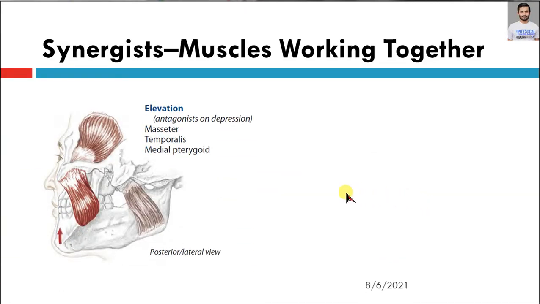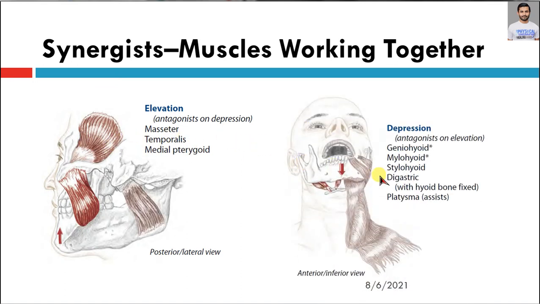Now these are the muscles that bring the mandible into elevation, or they help you close your mouth. So these are the masseter, the temporalis, and the medial pterygoid. So there are three muscles that work together for the movement of elevation. For the depression, there are muscles like geniohyoid, mylohyoid, the stylohyoid, digastric muscle. So all these muscles work together to bring your mouth down.